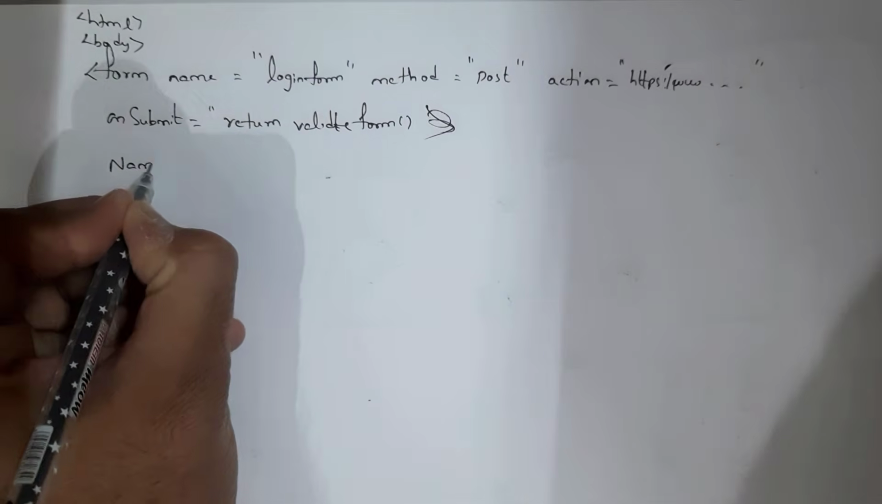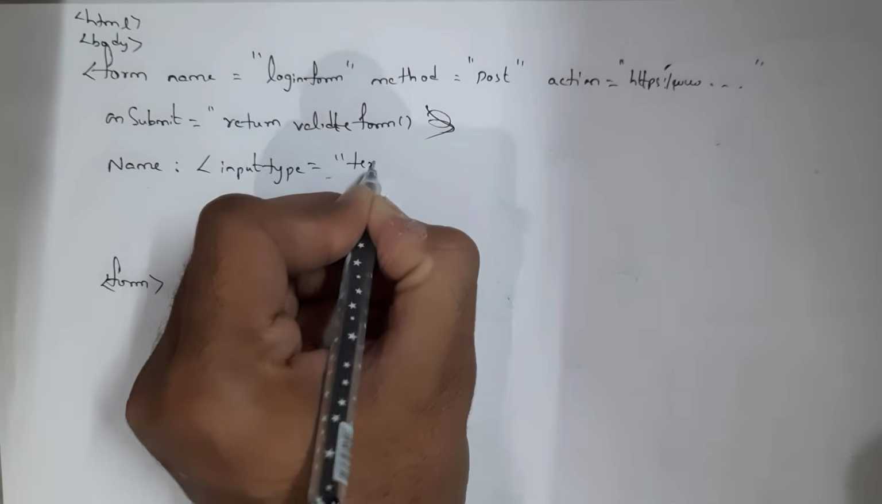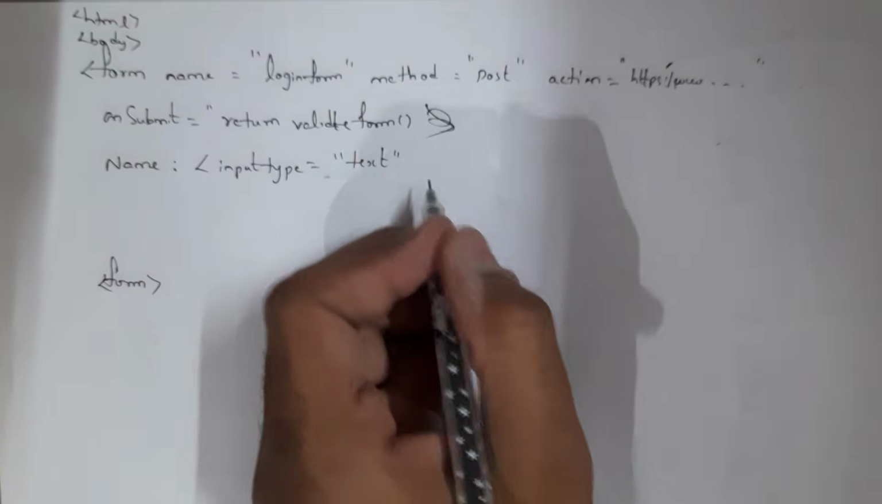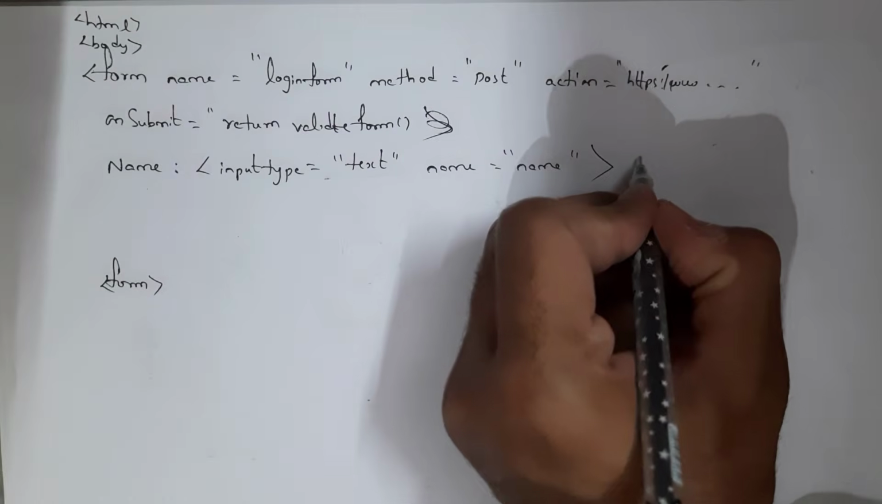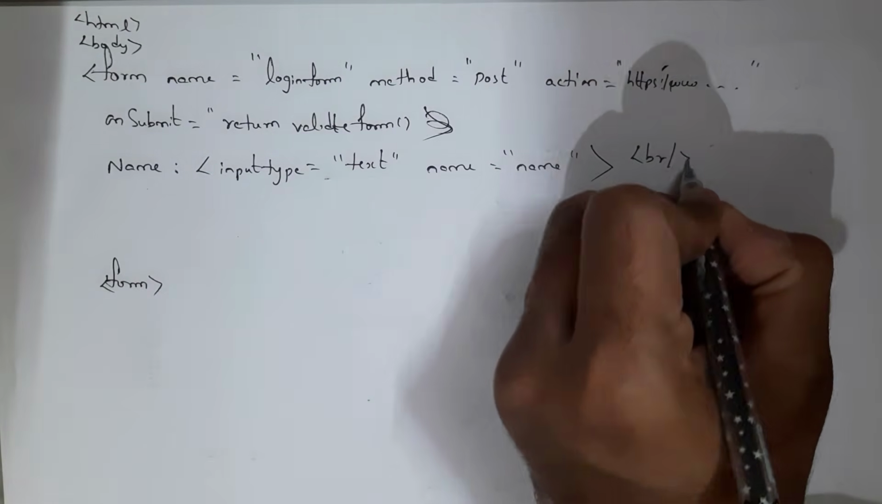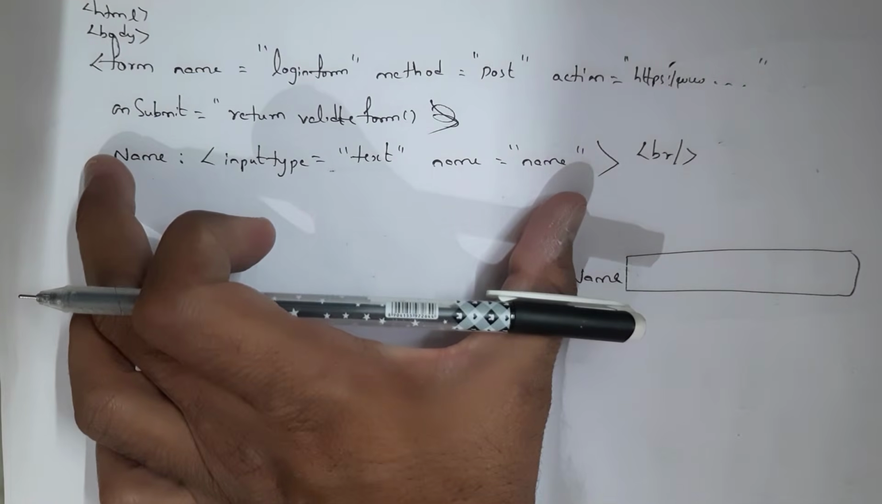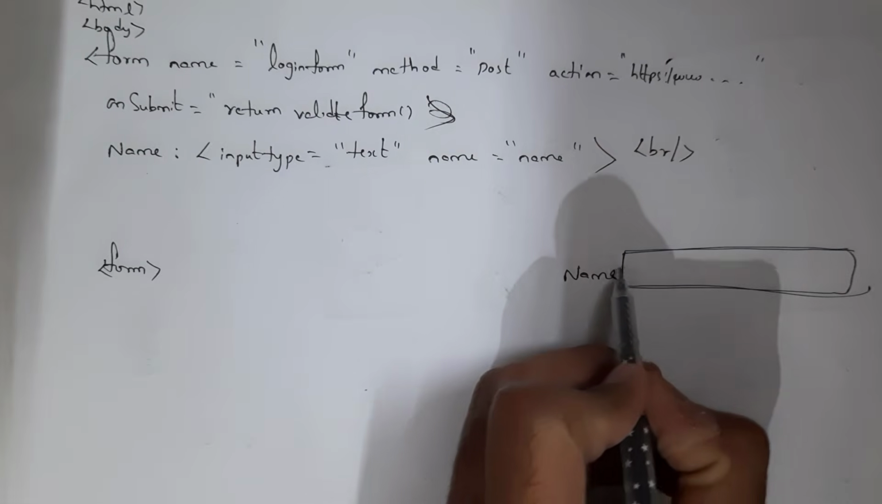Inside form I am creating fields that contain name. In name, input type is text because name is text characters, so I gave input type as text. And name, I am giving name as name, and break tag here. That means we are breaking line by writing this particular line of code. By writing this line of code, there is one text field created. The text field name is name.